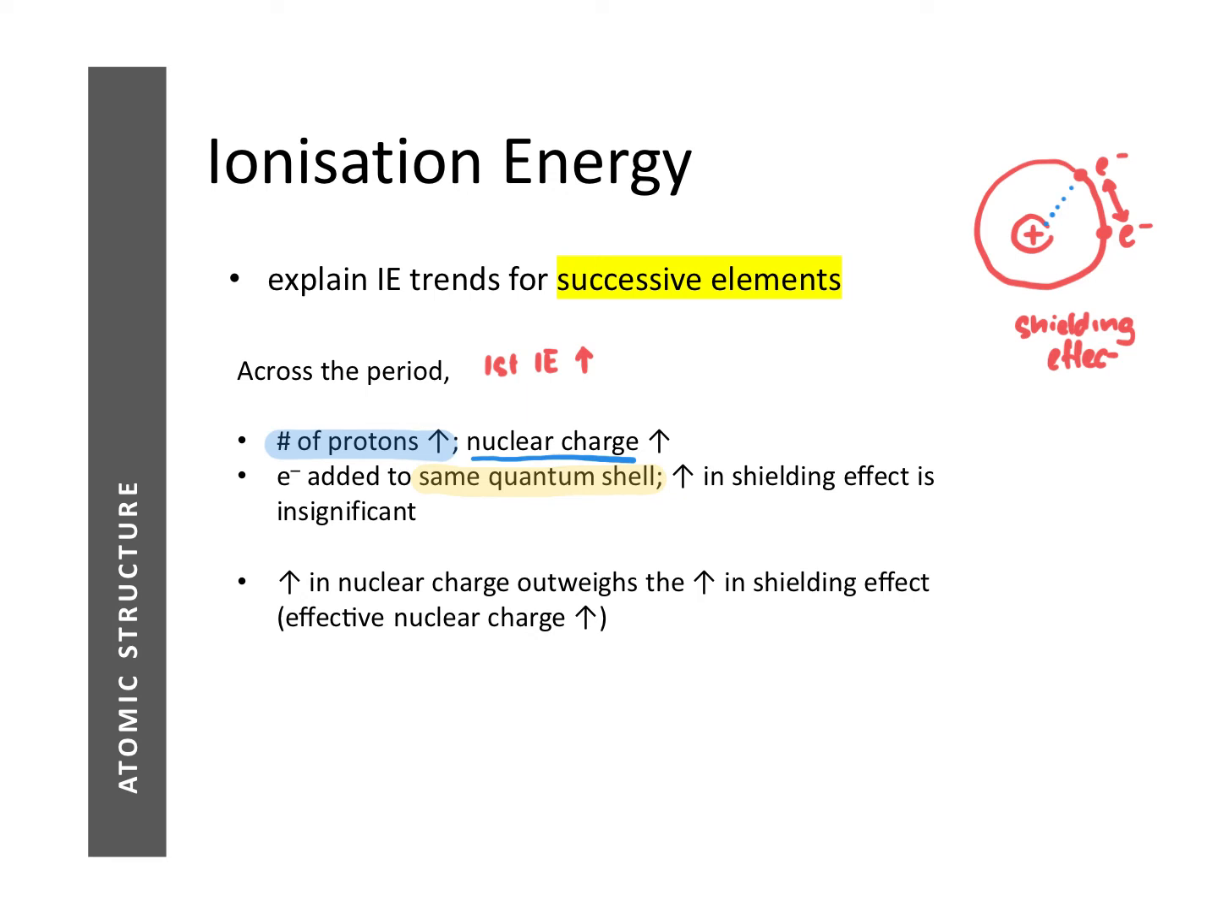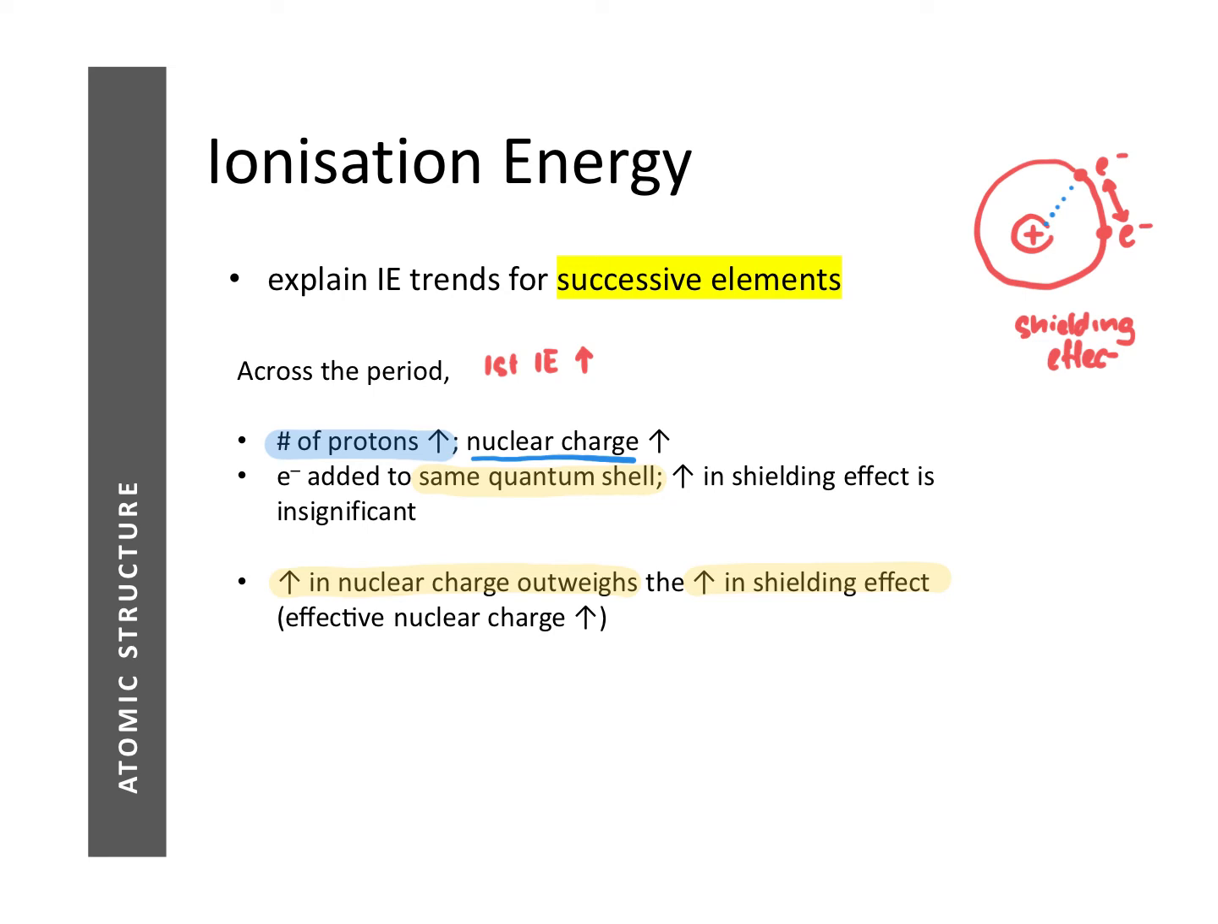The answer is no. So as more and more people come in and sit alongside you, it doesn't really affect your view of the stage. The increase in shielding effect is insignificant. So what's the result of that? That the increase in nuclear charge would outweigh the increase in shielding effect. So therefore, across the period, first ionization energy increases.